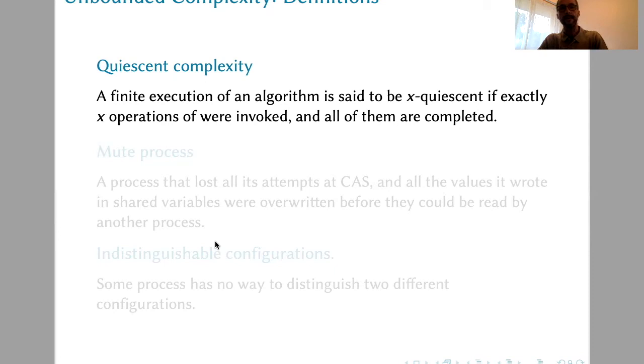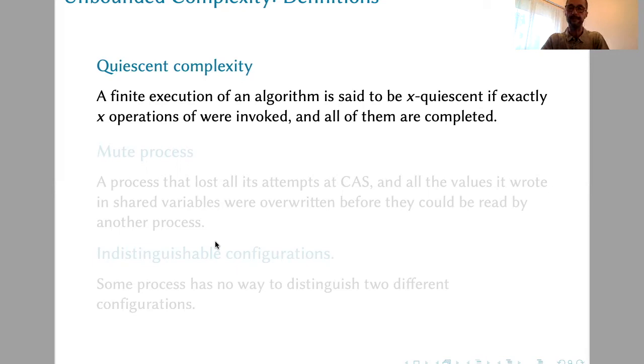If one considers a finite execution, because we are talking about quiescence, we can say that a finite execution of an algorithm is x-quiescent if exactly x operations were invoked and all of them have completed. Okay. And we want to measure this quiescent complexity for any universal construction.